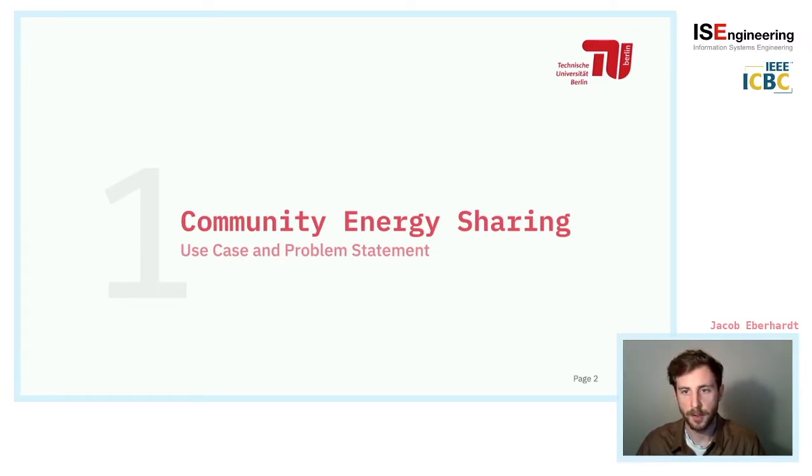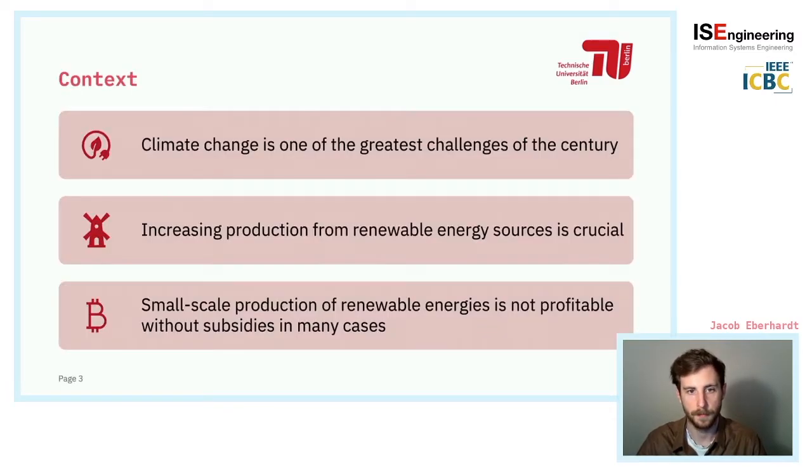We'll describe the community energy sharing use case in more detail and then derive the problem statement that we will later address technically. For a bit of context, climate change is one of the greatest challenges of the century, which is commonly agreed on by now, and increasing production of other kinds of renewable energies is crucial to address climate change. We need more solar plants, more wind energy, more water energy to address the growing need for energy globally without using fossil fuels. Small-scale production, however, is oftentimes not economically viable.